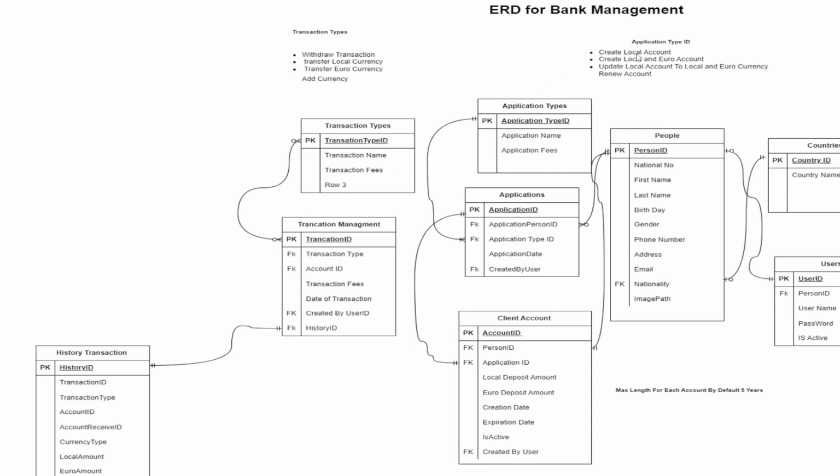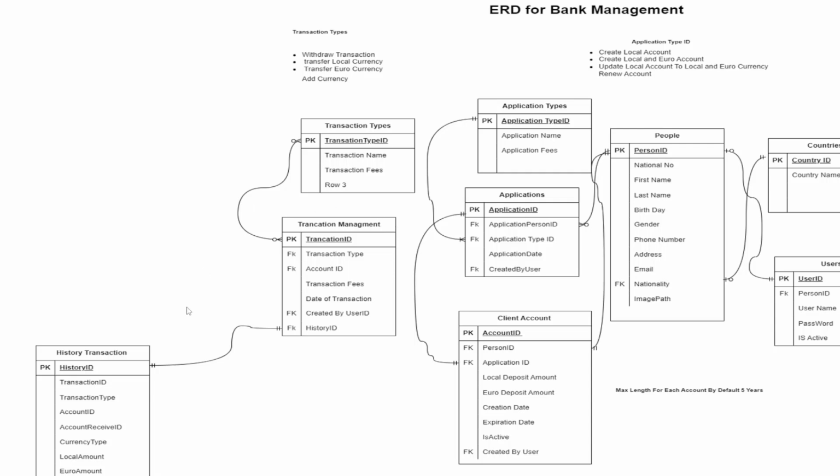Create a local account. Create local and euro account. Update local account to euro account. To local and euro account. And the final application type is renew account. That's it. And we have transaction.